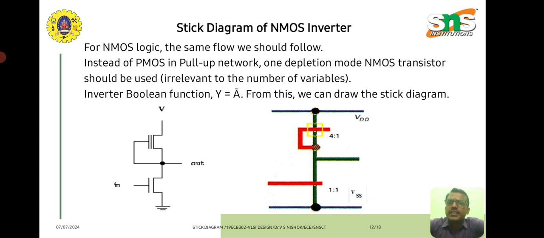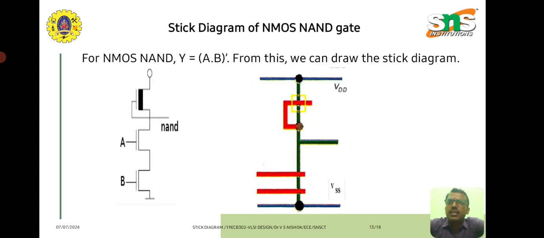Similarly, we can see several examples. Stick diagram for an NMOS NAND gate. For NMOS NAND, what is the Boolean function? A dot B, the whole bar. That represents the Boolean function.